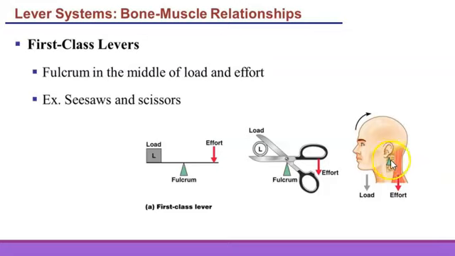So here we see the fulcrum here, that joint between the base of the skull and the atlas, that cervical bone, and the effort being exerted by the posterior neck muscles to lift up the facial skeleton. Okay, so that is an example of a first class lever.